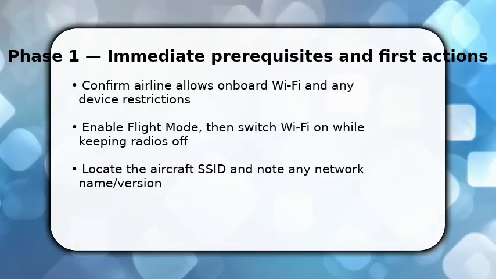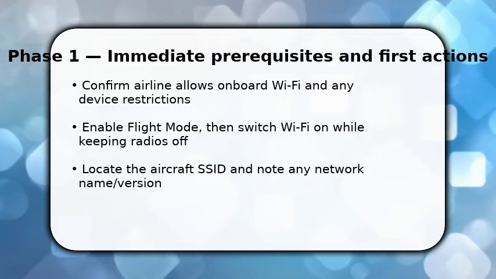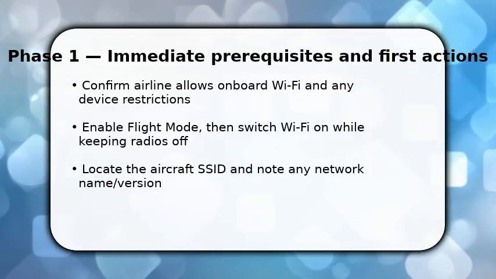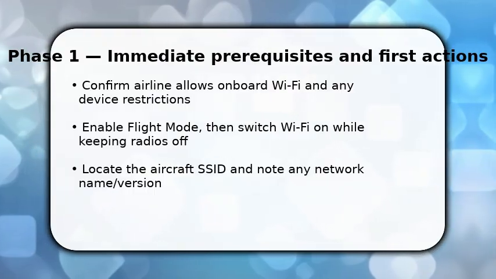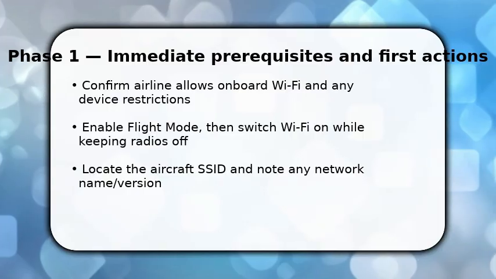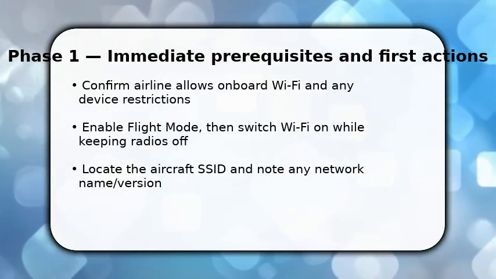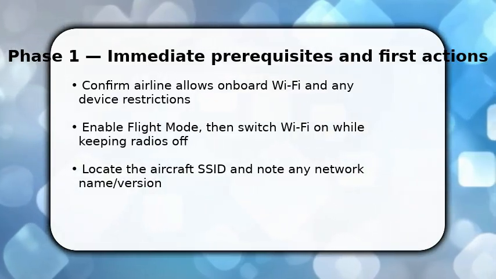You start by confirming the airline permits on board Wi-Fi. Once done, flip your device into flight mode to meet safety rules. Next, turn Wi-Fi back on while flight mode remains active. This restores data radios safely for permitted networks.